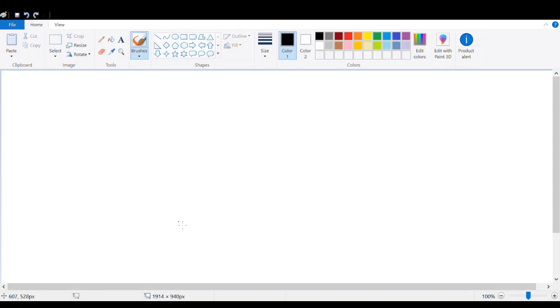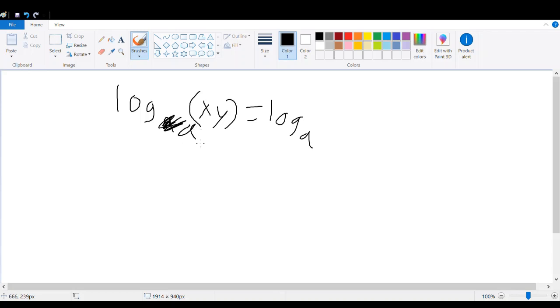Okay, so this property is called the product property because there's things being multiplied, and we're going to simplify it. So log base a of xy equals log base a of x plus log base a of y.